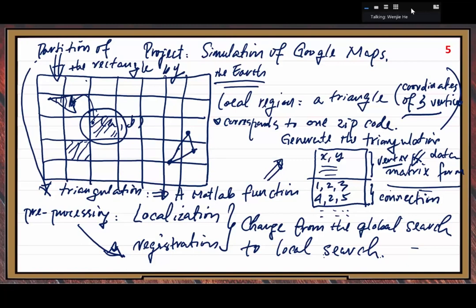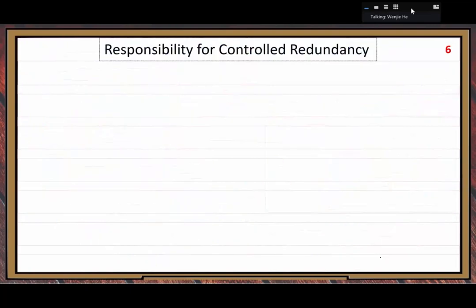Next, we have another slide after this one. Let me finish that slide. Responsibility for controlled redundancy. Here we know we cannot eliminate all the redundancy. We allow some redundancy, but the redundancy must be under our control. So, controlled redundancy. Then who should do it?